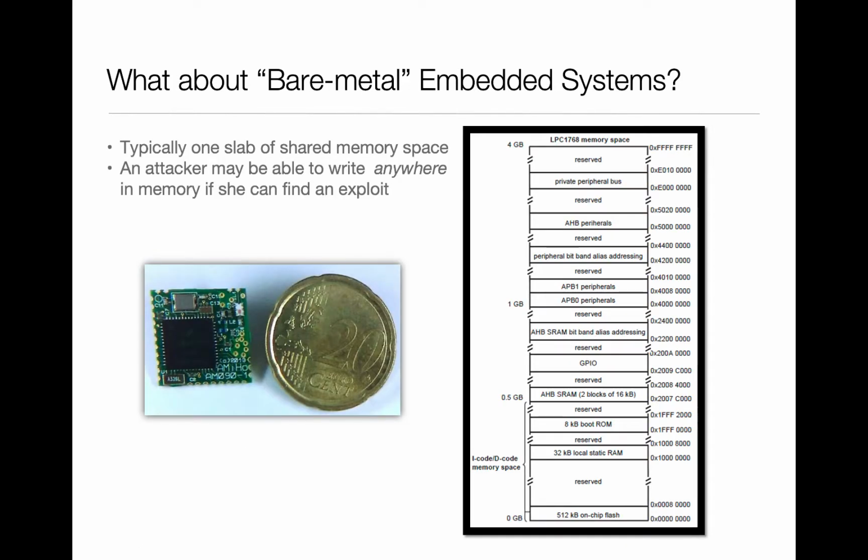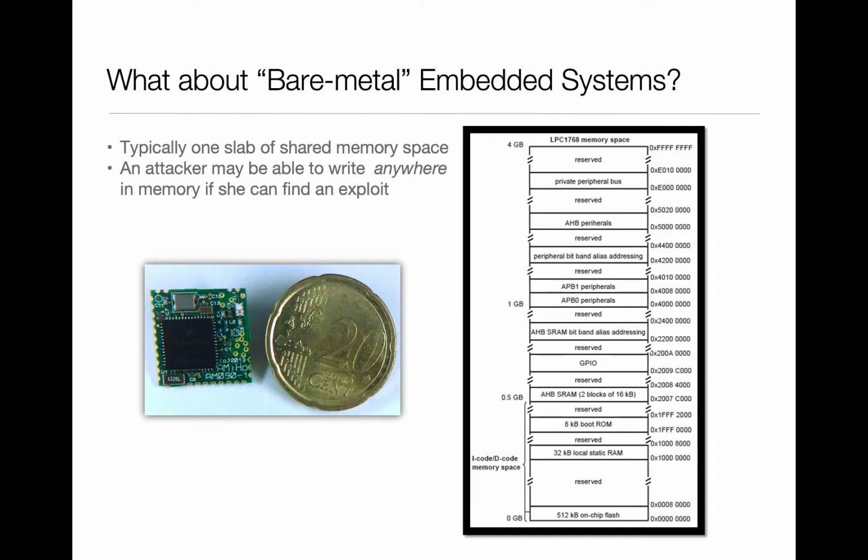So these hardware level protections are obviously useful for providing security mechanisms. But what about the bare metal embedded systems that I mentioned that typically don't have these protection mode mechanisms? Normally they will have one slab of shared memory space. And what this implies is that if an attacker can find an exploit at any point in the code, in any aspect of memory, then he actually has the ability to read or write to any other component in memory.